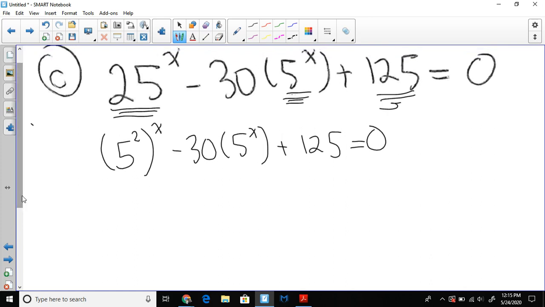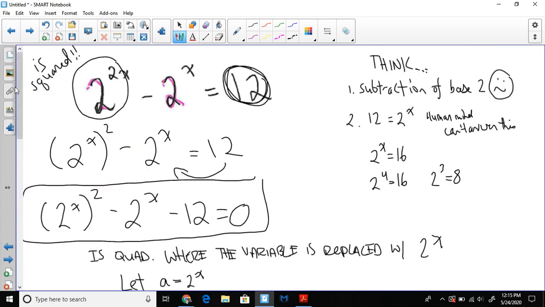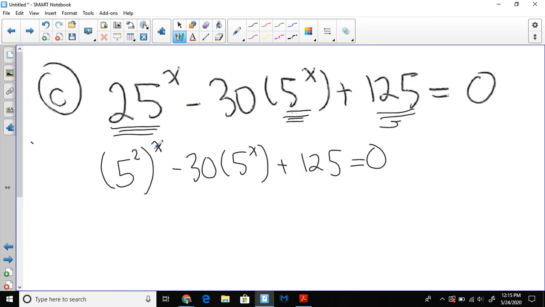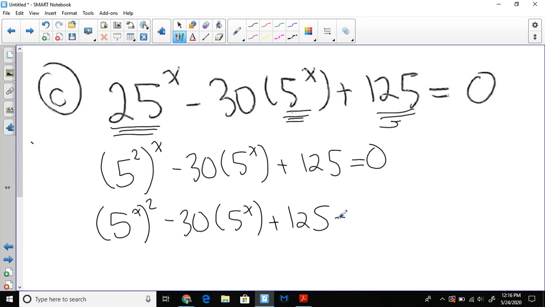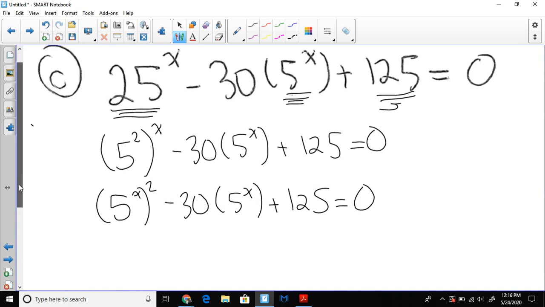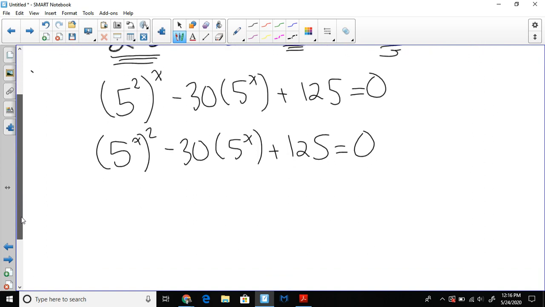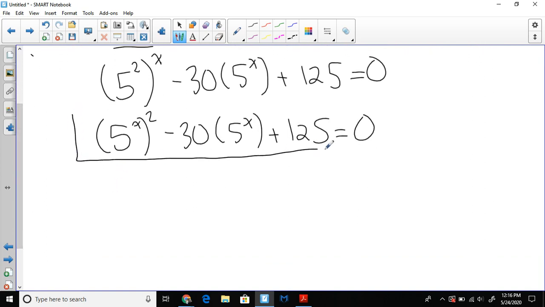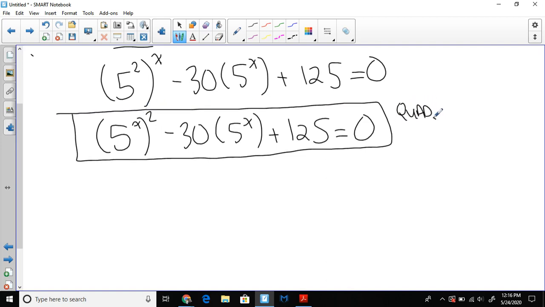All right, everybody cool with that? And then this, what I can do, see how this is squared just like this one is squared, right? It's just that these are swapped. So I can write this as that. Okay, so notice what I've done. Just like the last example, this here is a quadratic that is hiding in the form of an exponential. Okay.